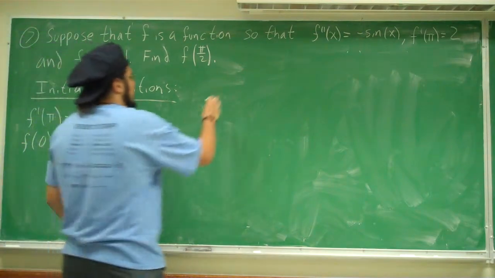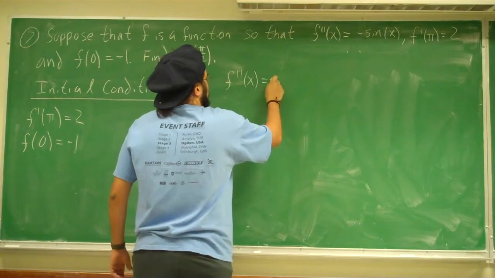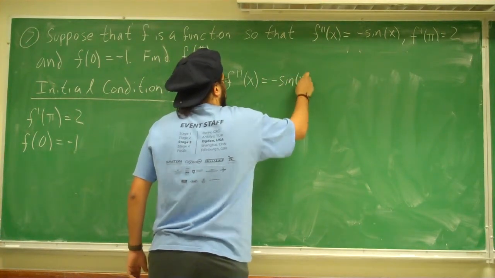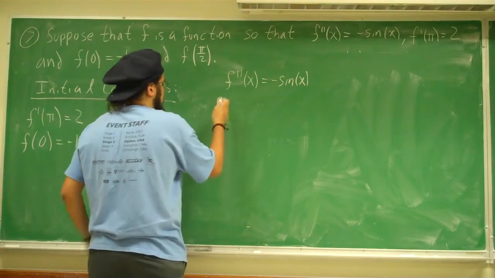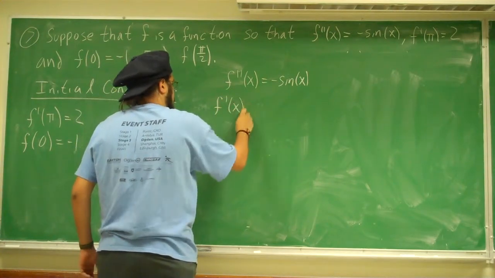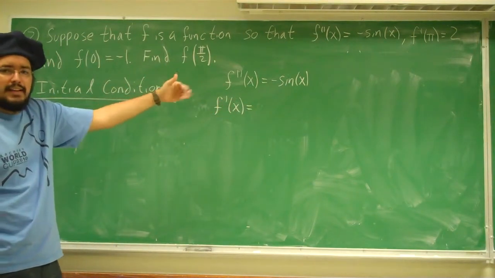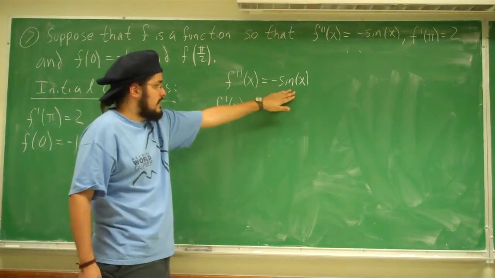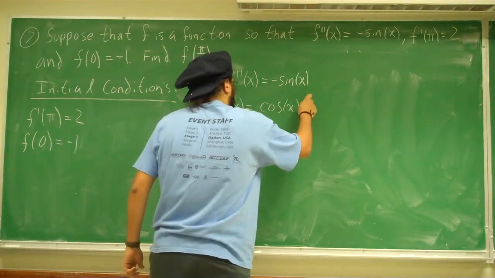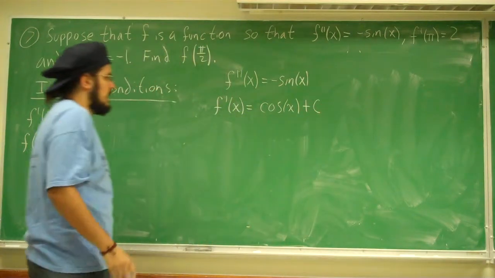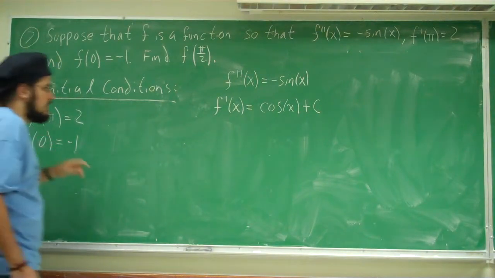So let's go ahead and write down f double prime of x. That's equal to minus sine of x. Okay, so now let's take the antiderivative. I take the antiderivative, I'm going to get f prime of x. What I want to do now is find a function that if I take the derivative of that function, I get minus sine of x. Well, we know that's cosine of x. Okay, so that's cosine of x plus some constant c. Now I want to find that constant c. To find that constant c, I'll have to use this initial condition.